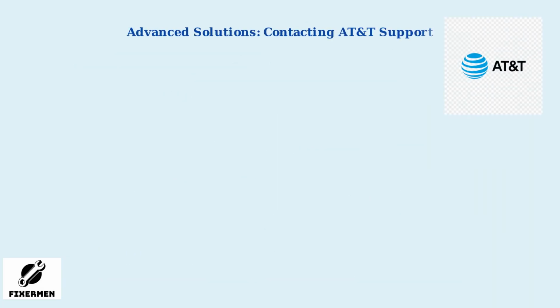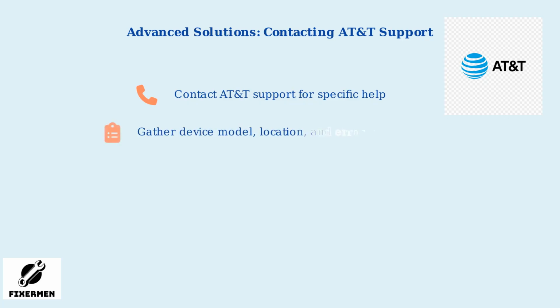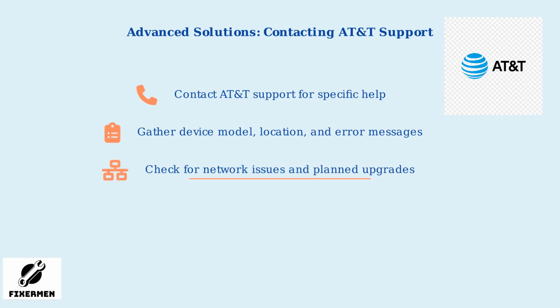If the previous steps haven't resolved the issue, contact AT&T support. They can provide specific troubleshooting steps based on your location and account, and check for any network issues in your area. Before calling, gather information like your device model, location, and any error messages you've encountered. AT&T support may also be able to provide information about planned network upgrades in your area that could improve 5G coverage.